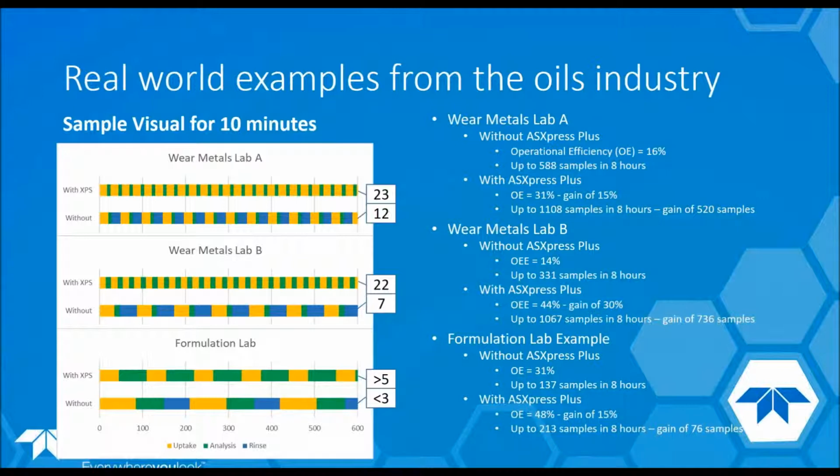So at the very top there, our wear metals lab analysis, originally without the Express, they're running about 12 samples in 10 minutes, which is more than a sample a minute, and it's pretty good. With the Express, they were able to almost double that throughput, getting 23 samples through in 10 minutes time.